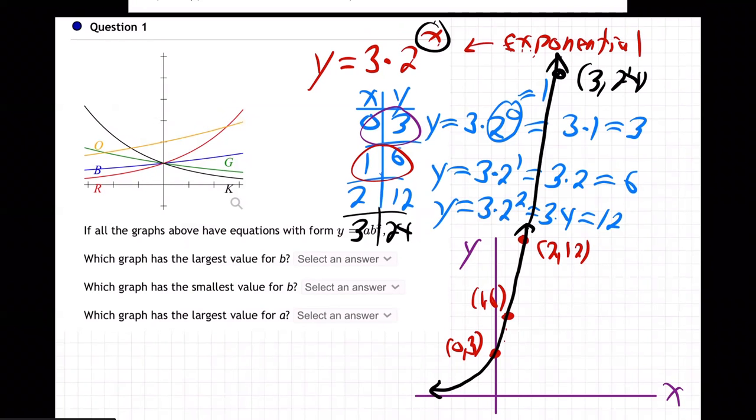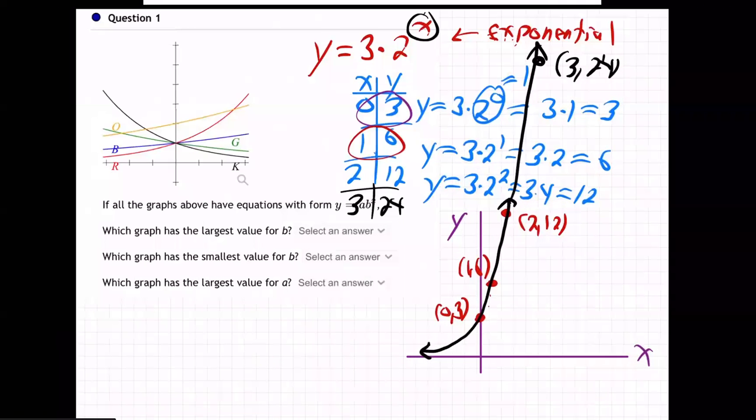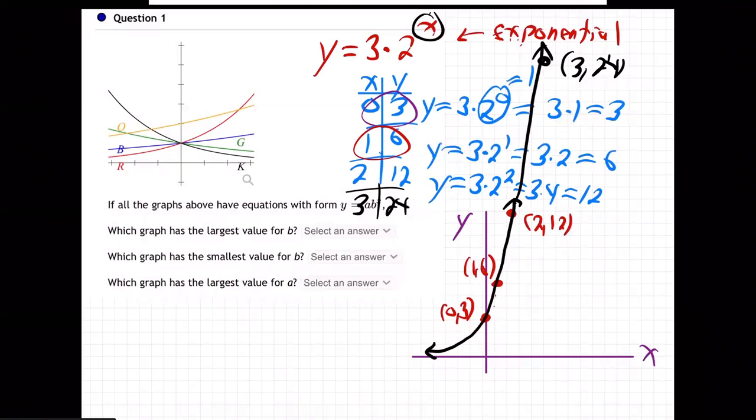Okay, so what? Well, basically, what's making that graph go up really fast? Do you notice what's happening from number to number here? See how it's doubling? 3 times 2 is 6, times 2 is 12. It's going times 2 every time. See how it's doubling? Every time x goes up by 1, the y doubles. Why? Because of that 2 right there. That 2 is making it double.